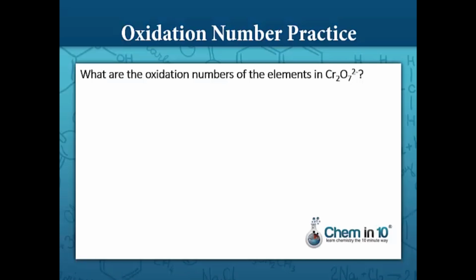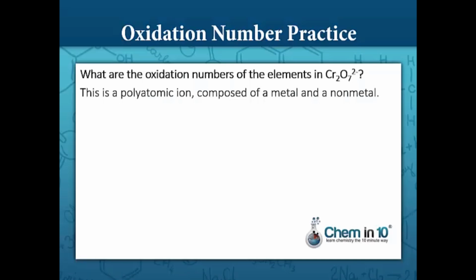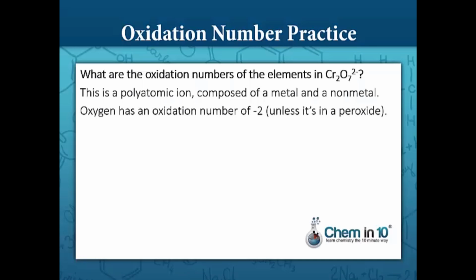What are the oxidation numbers of the elements in the dichromate ion? Dichromate is a metal and a nonmetal. We know that the oxidation number of oxygen is -2. So 2 times the oxidation number of chromium plus 7 times the oxidation number of oxygen is equal to the total charge of the ion, which is -2.